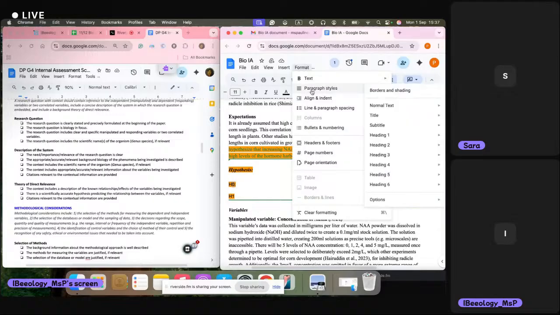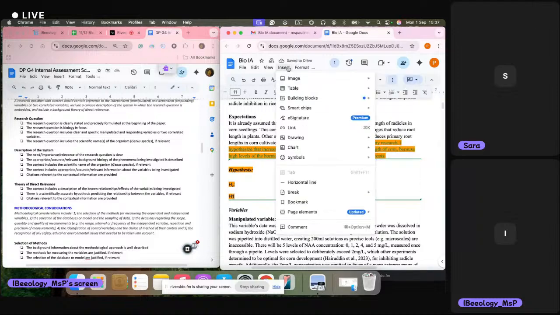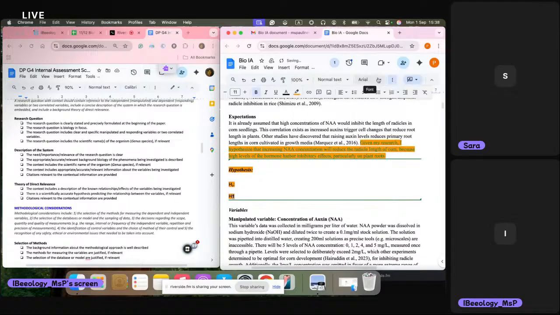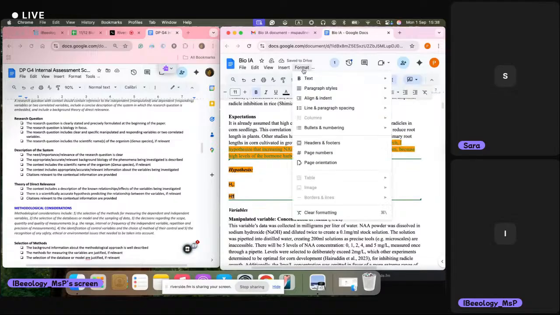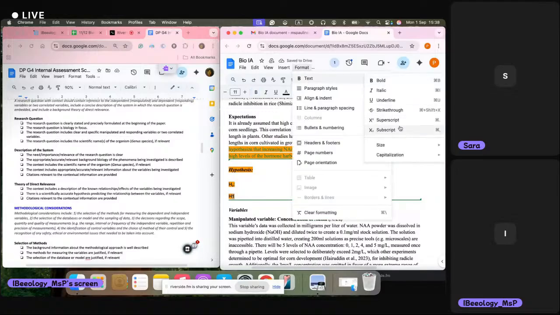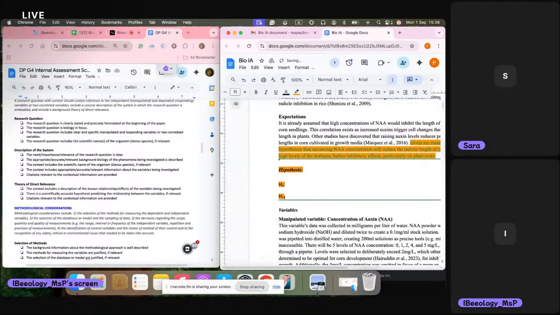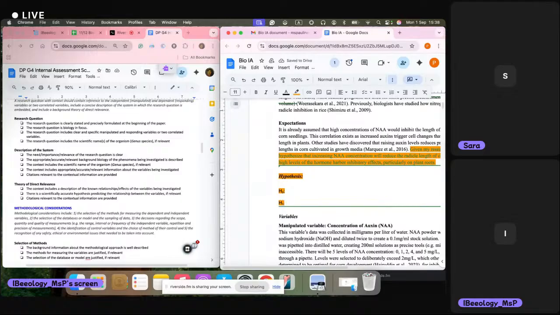Okay, I'm having a feedback, but nevertheless. Ah, this could have been easy, but why am I doing this? No, not bold, not bold. I want this not bold, but I want this as subscript. There.